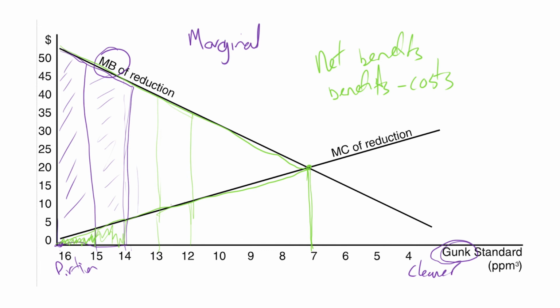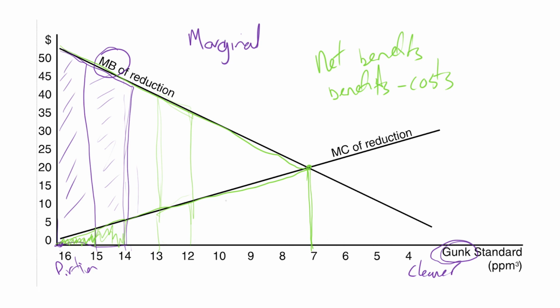And if I focus on just this middle area here, well, that's the net benefit of reducing emissions by 1 more part per million, because I'm taking my total benefits, removing my costs, and what's left is the net benefit, which is what we're trying to maximize. We're trying to maximize net benefits, so that's why we stop where marginal benefit is equal to marginal cost, and that gives us our big triangle, which maximizes net benefits.